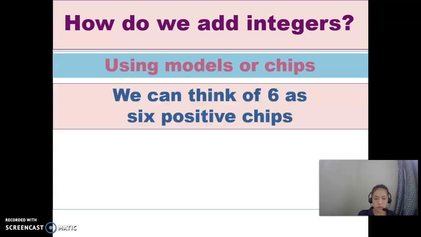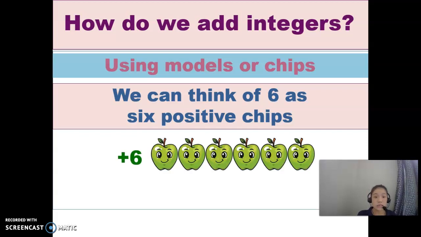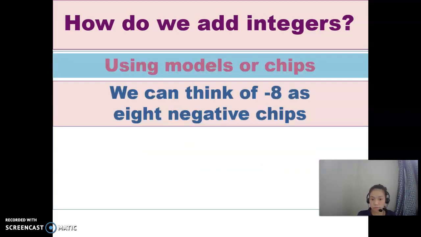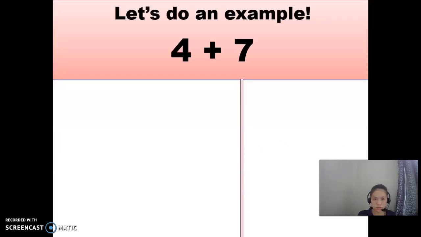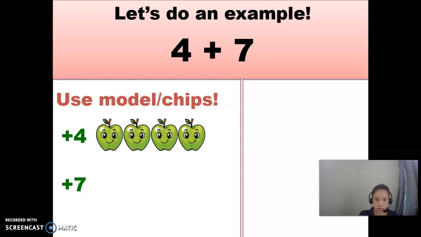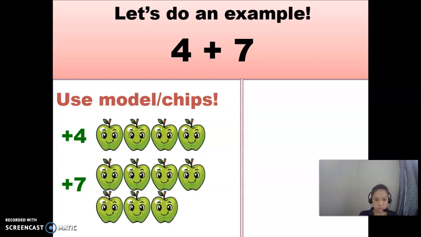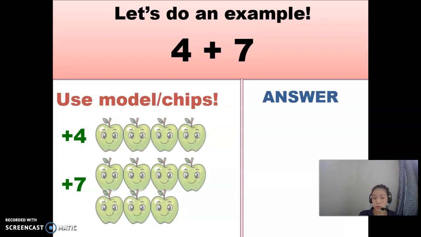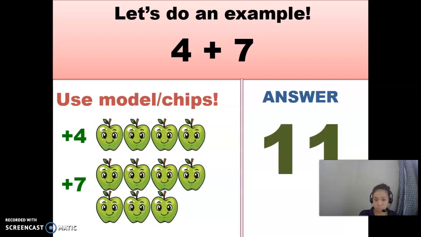Using models, here we have 6, so it is positive. We will use 6 positive chips or green apples. Then we have negative 8, so 8 negative chips. So let's do an example. 4 plus 7. Use models or chips. The first addend is positive 4, so you will use 4 green apples. Then the second addend is positive 7, so you will use 7 green apples. When you count them all, you have positive 11.